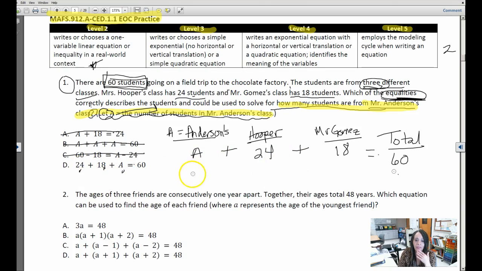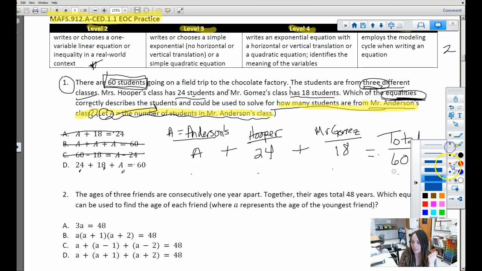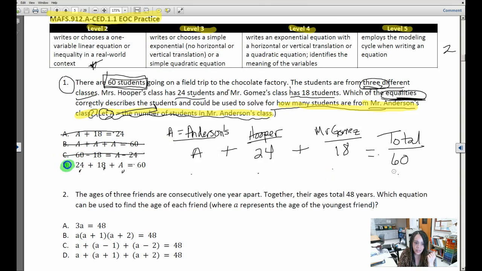But over here I have A plus 24 plus 18. That's perfectly fine. So it's okay that they're not in the exact same order, because you may not always write it in the exact same order. So answer choice D is the correct answer.